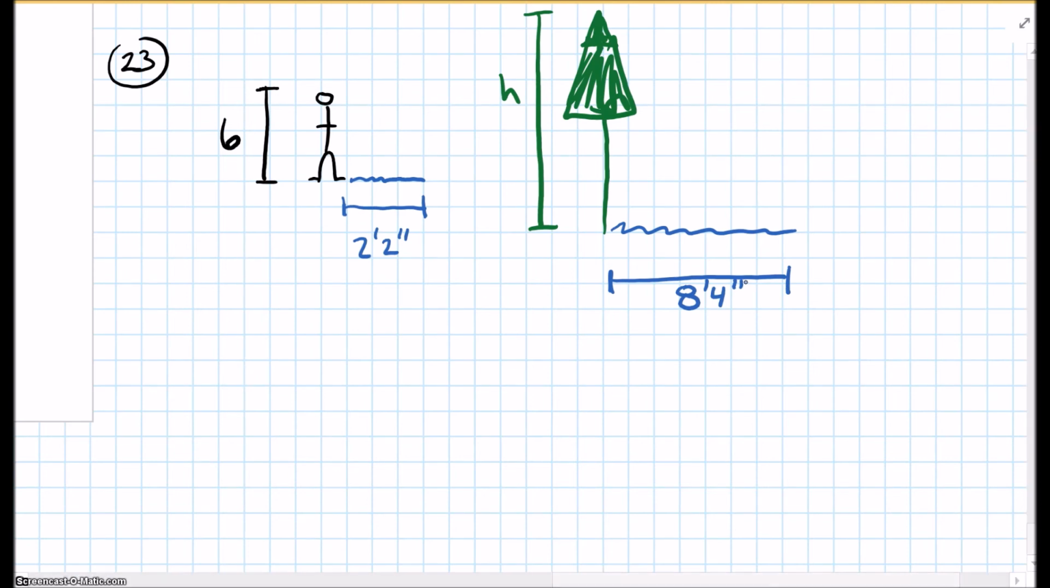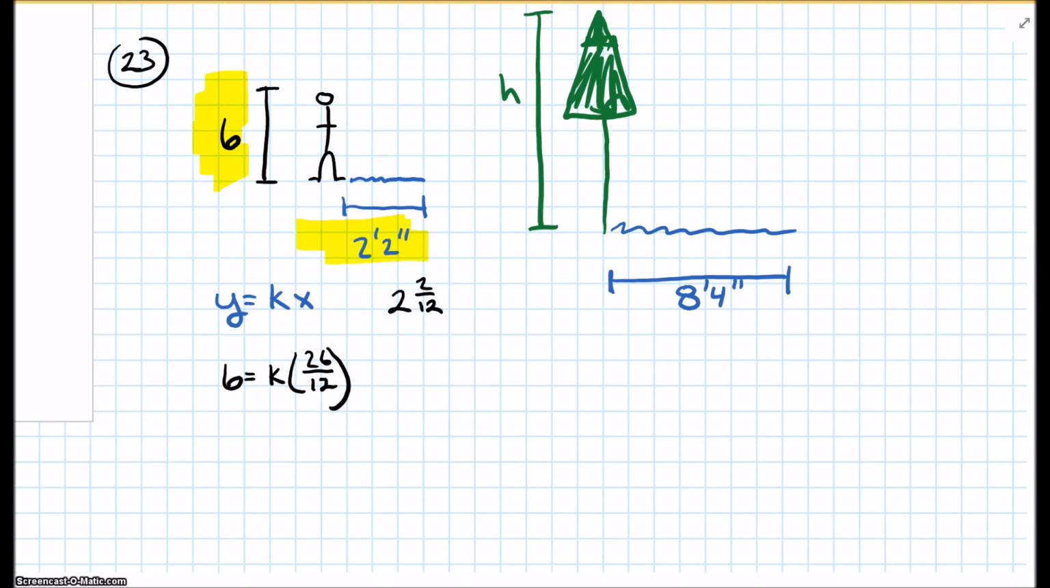So we need to find the constant of variation. That's an equation of y equals k times x. Well, since I know a y value and an x value of my shadow, we can find the constant of variation. Okay, my height is 6 feet. My constant's k. My x is 2 feet 2 inches, which I could rewrite as 2 feet 2 over 12, which I'm going to go ahead and make an improper fraction. 12 times 2 is 24, plus 2 is 26 over 12.